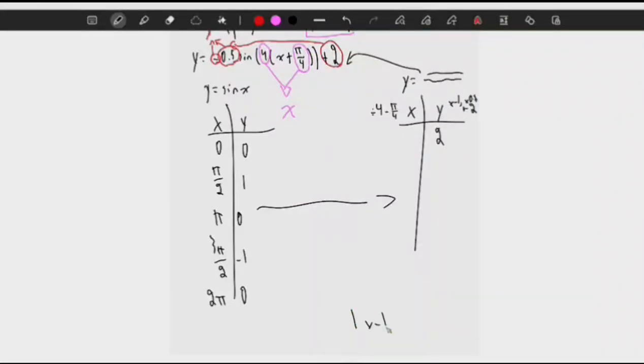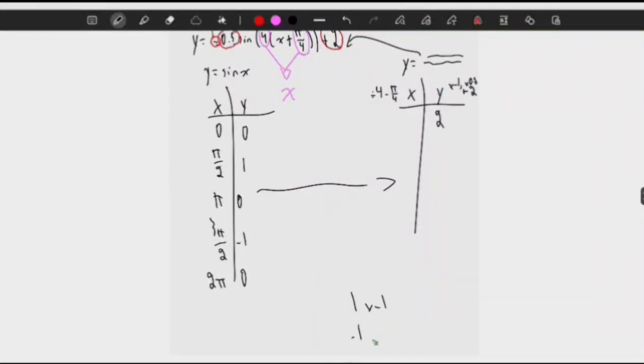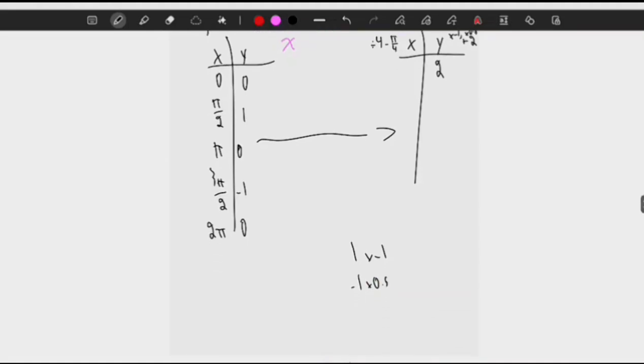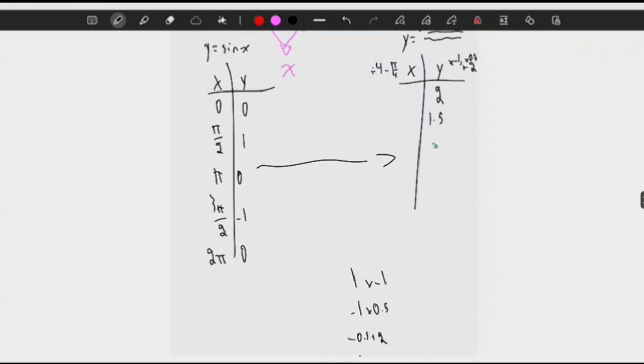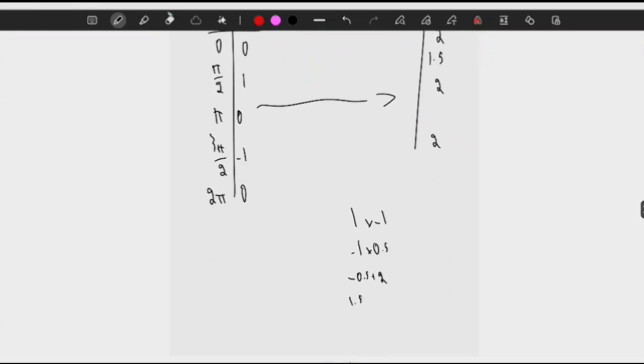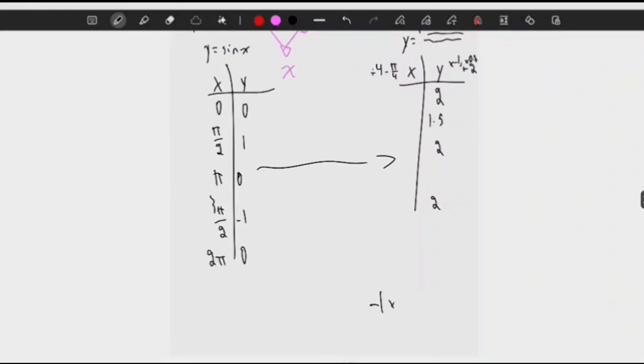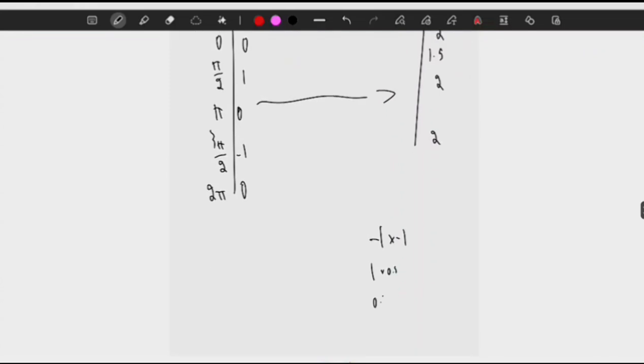Then we have 1, so multiply that by negative 1, we get negative 1. Negative 1 times 0.5 is going to be negative 0.5. Now negative 0.5 plus 2 is going to be 1.5. And then we go back to 2. That's going to be a 0 down there, so we do 2 again, and then negative 1. We can do negative 1 times negative 1, which is 1. 1 times 0.5 is 0.5, and 0.5 plus 2 is 2.5.